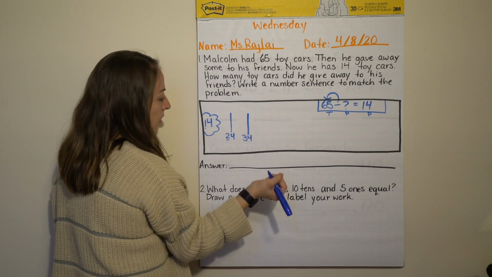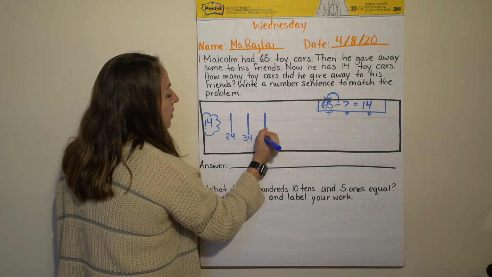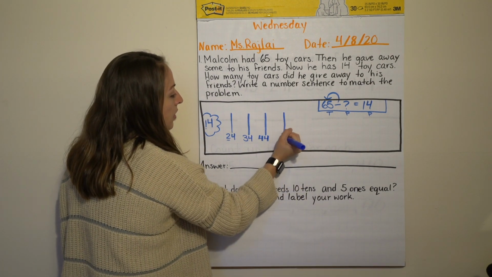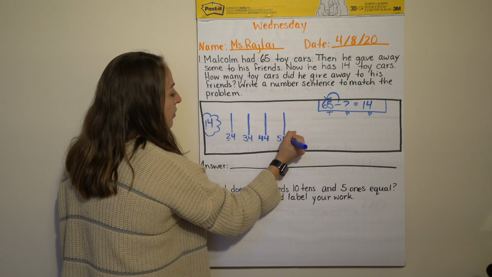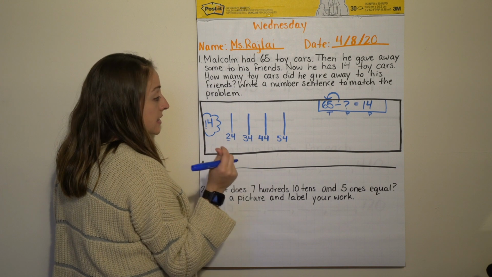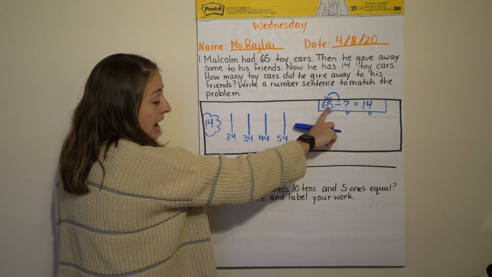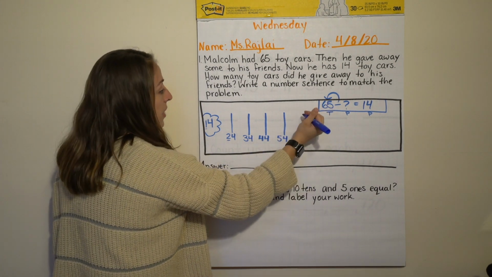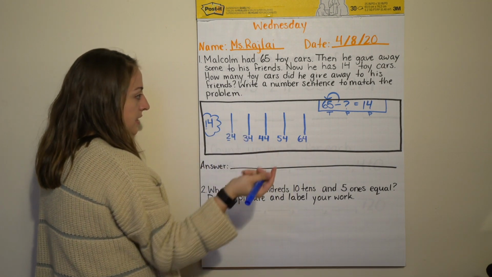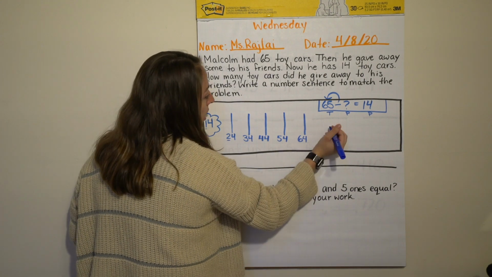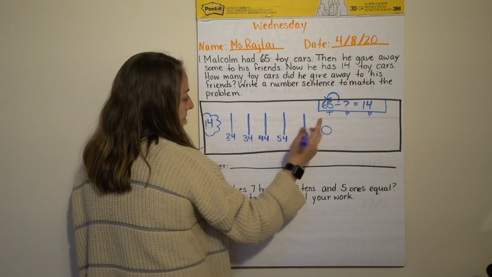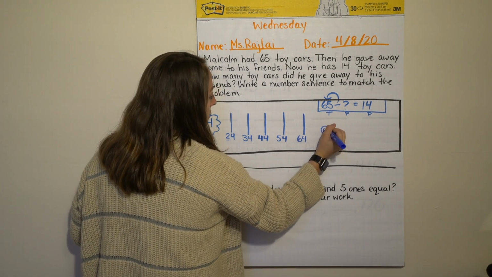Now I'm going to add another 10 stick because I'm not at 65 yet. 34. 44. 54. If I add another 10 stick, I'm going to get to 64. And it wouldn't get me past my total yet, so that would actually work. Now to get to 65, all I need to do is draw one circle. 64, 65.